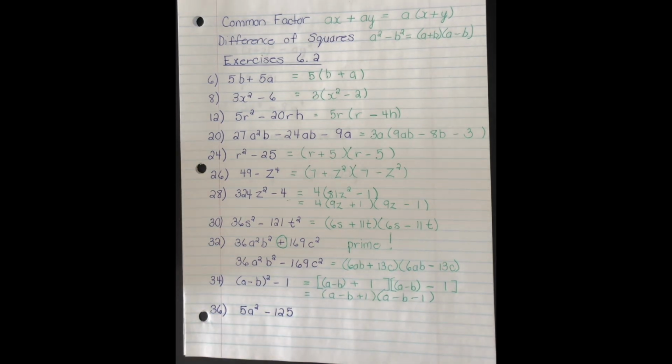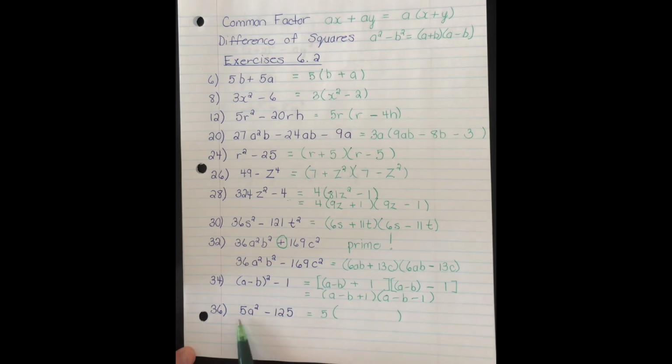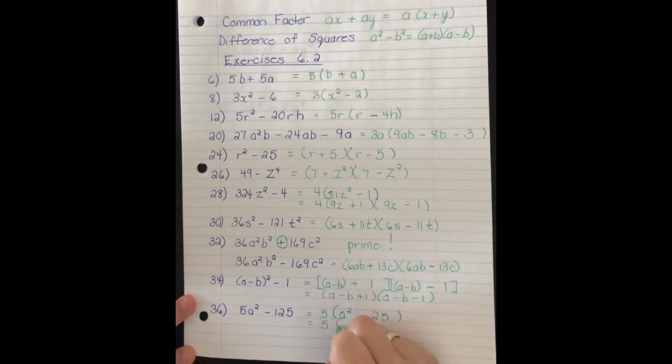Okay, number 36. 5 is not a perfect square. So that might remind you to first common factor the terms. 5 is common to both terms. Let's divide each of these terms by 5. We will have a squared minus 25 once we do that. Now the 5 can remain here, and we'll use difference of squares on this binomial.